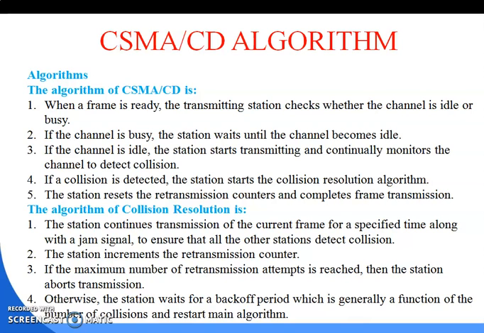If the maximum number of retransmission attempts is reached, then the station aborts transmission. Suppose there is a problem and one sender tries to resend the data, and it crosses beyond the limit. There is some limitation on how many times you can try retransmission. If it crosses beyond the limit, then the station aborts the retransmission process, which means it stops the retransmission process.